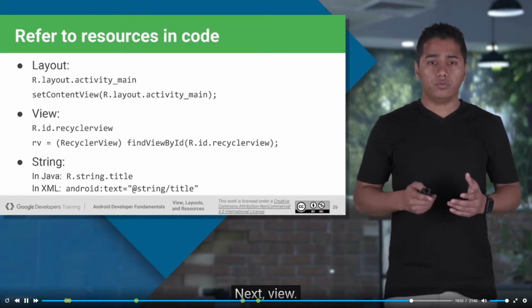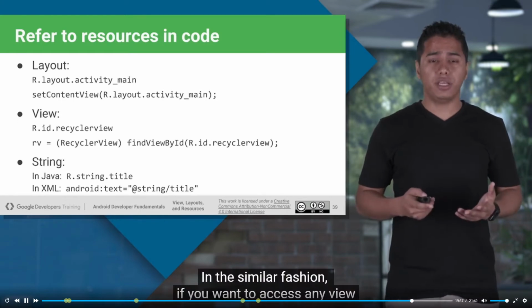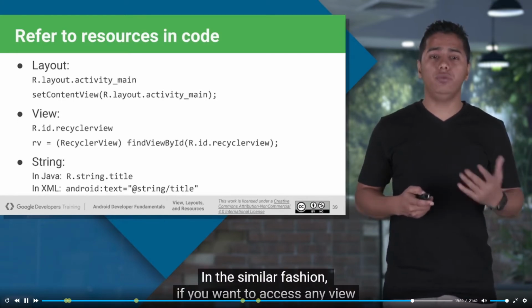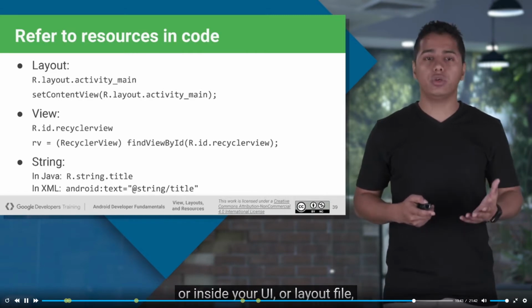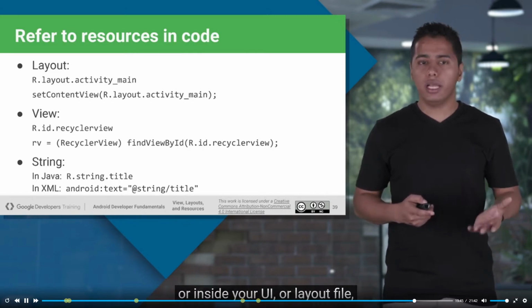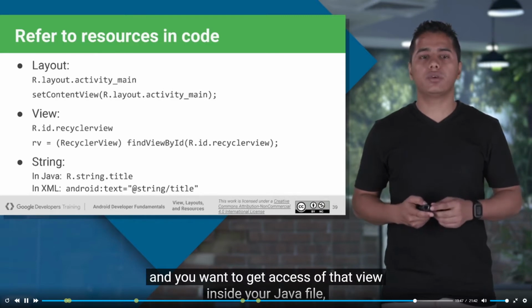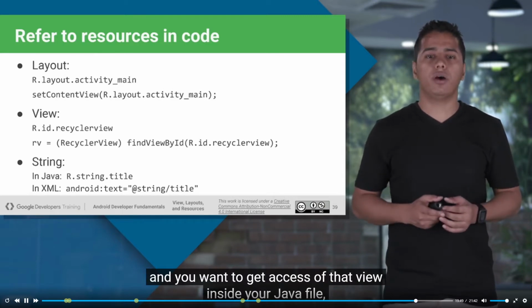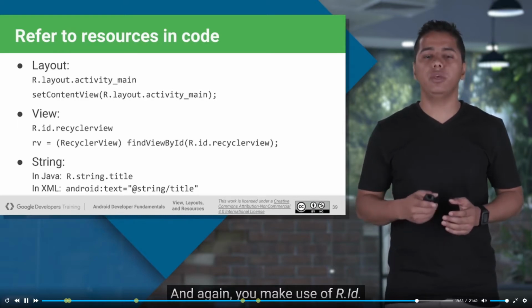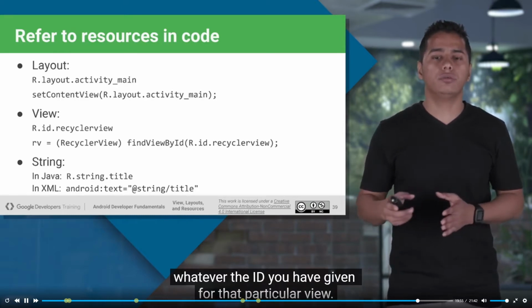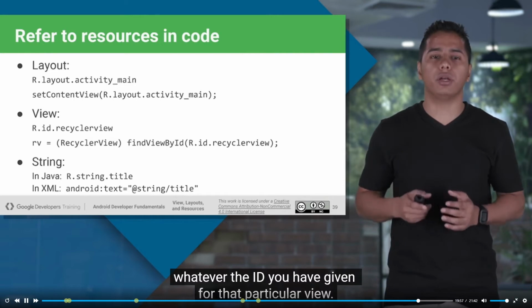Next, view. In a similar fashion, if you want to access any view which you have defined inside your UI or layout file, and you want to get access to that view inside your Java file, that's when you use findViewById, and again you make use of R.id, whatever ID you have given for that particular view.